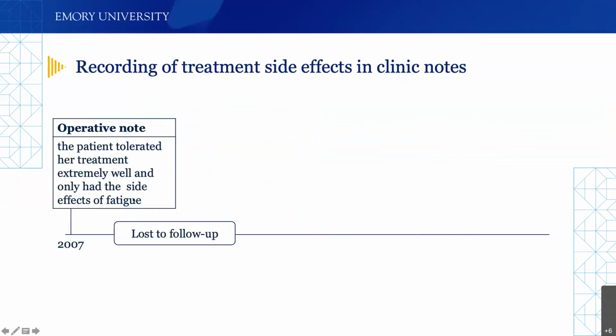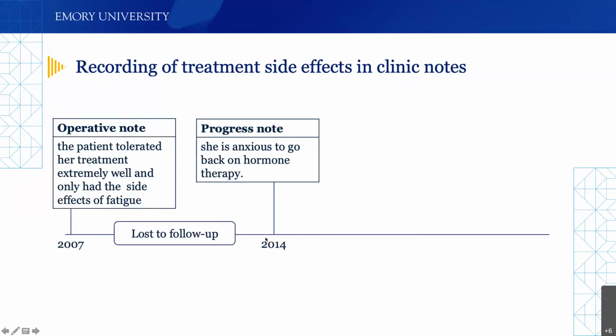Fine. But then the patient actually lost the follow-up, so the patient doesn't have any clinic note inside that hospital database. Then the patient comes back in 2014. There is a progress note which says that she is anxious to go back to the hormone therapy. That means that the patient already started the therapy and dropped from the therapy, and she is anxious even to go back to the therapy. But since the patient lost follow-up and didn't have encounter notes, we don't have any information that we can run NLP on and extract symptom information.